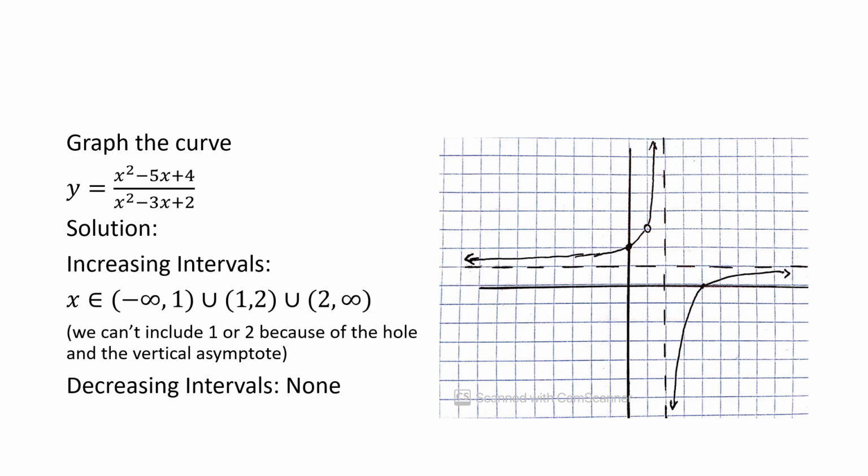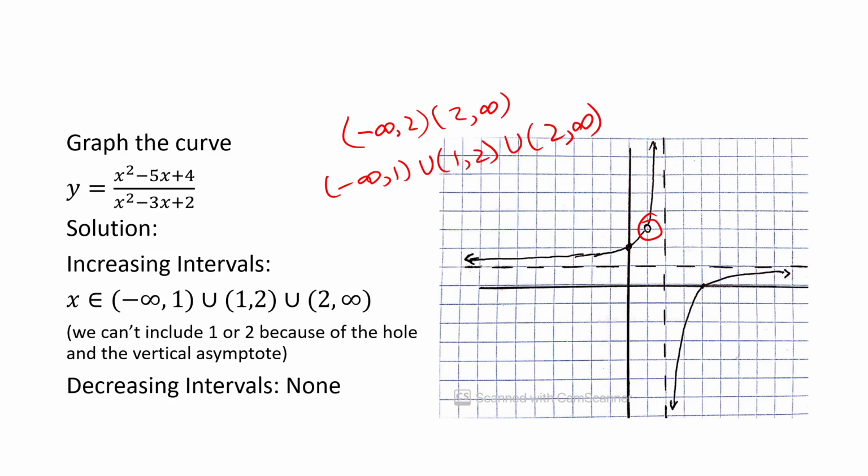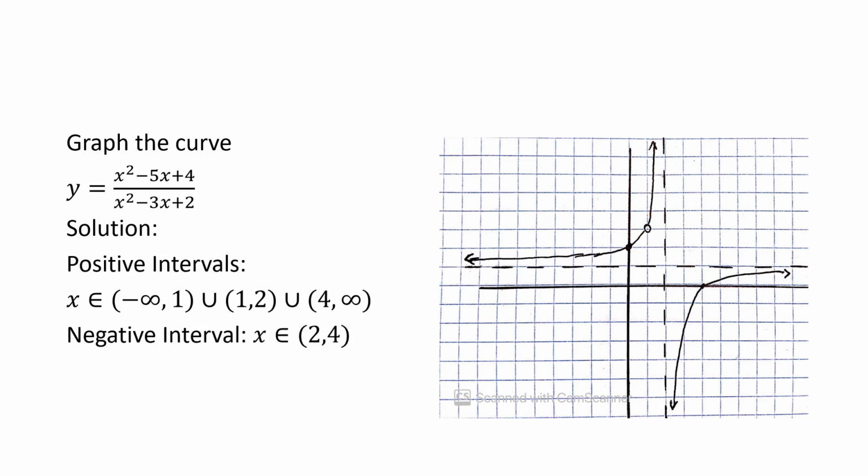Our increasing intervals, you might be tempted to say, are from negative infinity to 2 in union with 2 to infinity. But that wouldn't be true because the curve's not defined at x equals 1. So we actually have to say negative infinity to 1 in union with 1 to 2 in union with 2 to infinity. There are no decreasing intervals. At no point on this curve, if you take a minuscule step to the right, will you be going down.